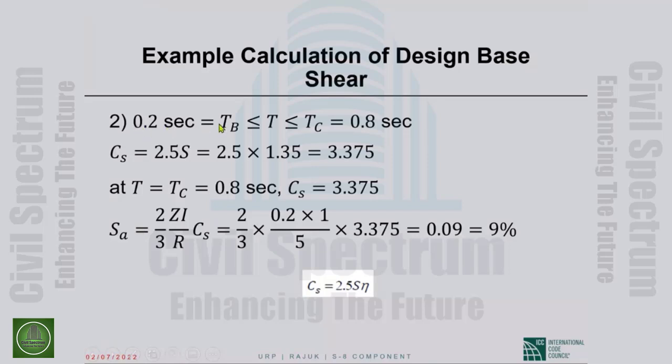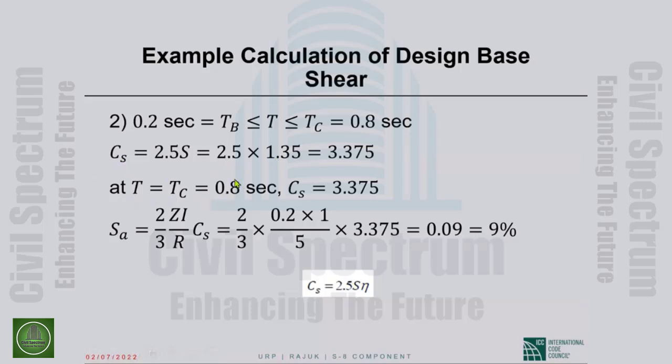Now we do the flat top, T between T sub B and T sub C. This is the beginning of the ramp. This is the beginning of the flat top. This is the end of the flat top. Okay, the flat top portion. This is the equation: 2.5 S times eta. Eta is 1 for 5% of critical damping. S is 1.35 for our particular soil. So C sub S is 2.5 times 1.35, that is 3.375. This is the flat top.